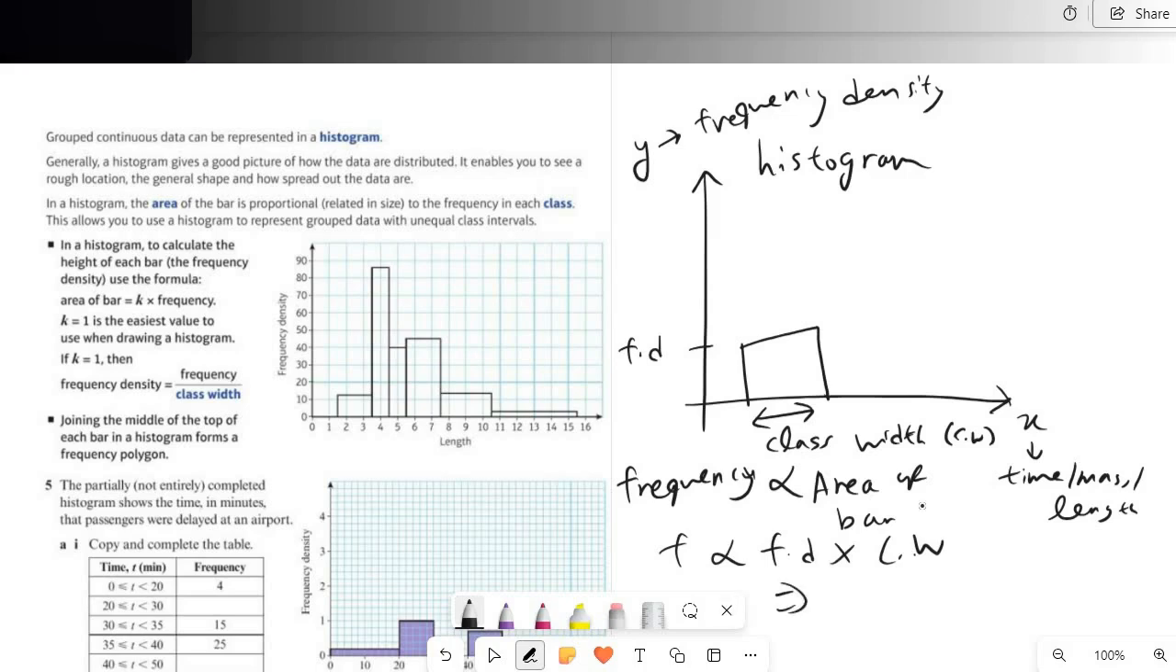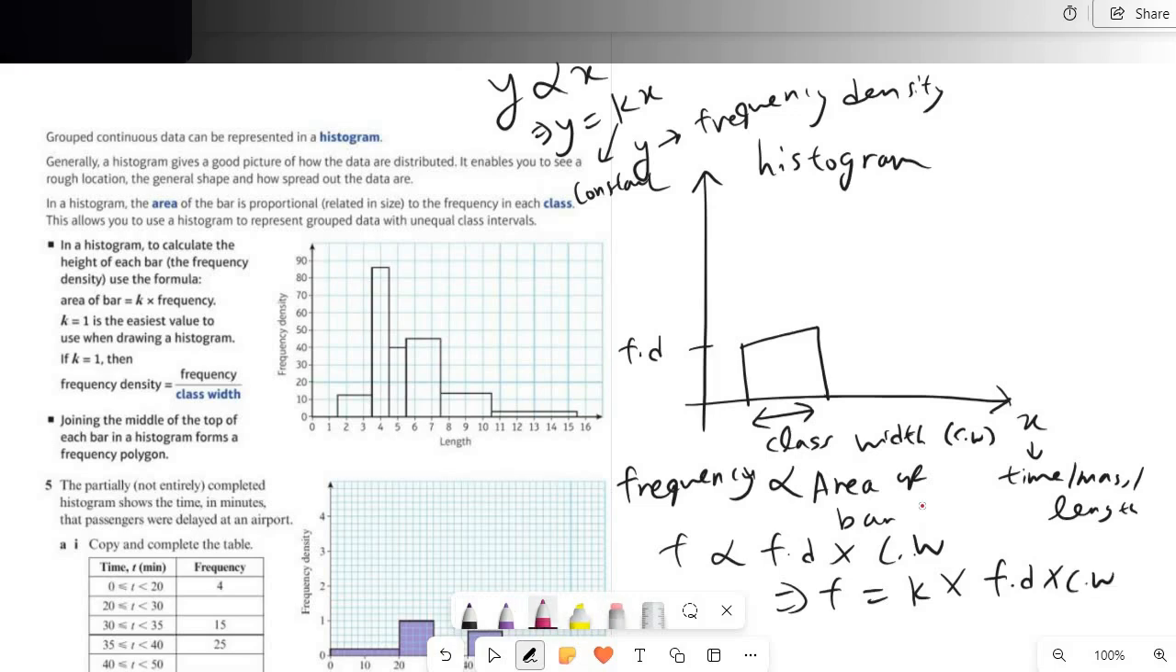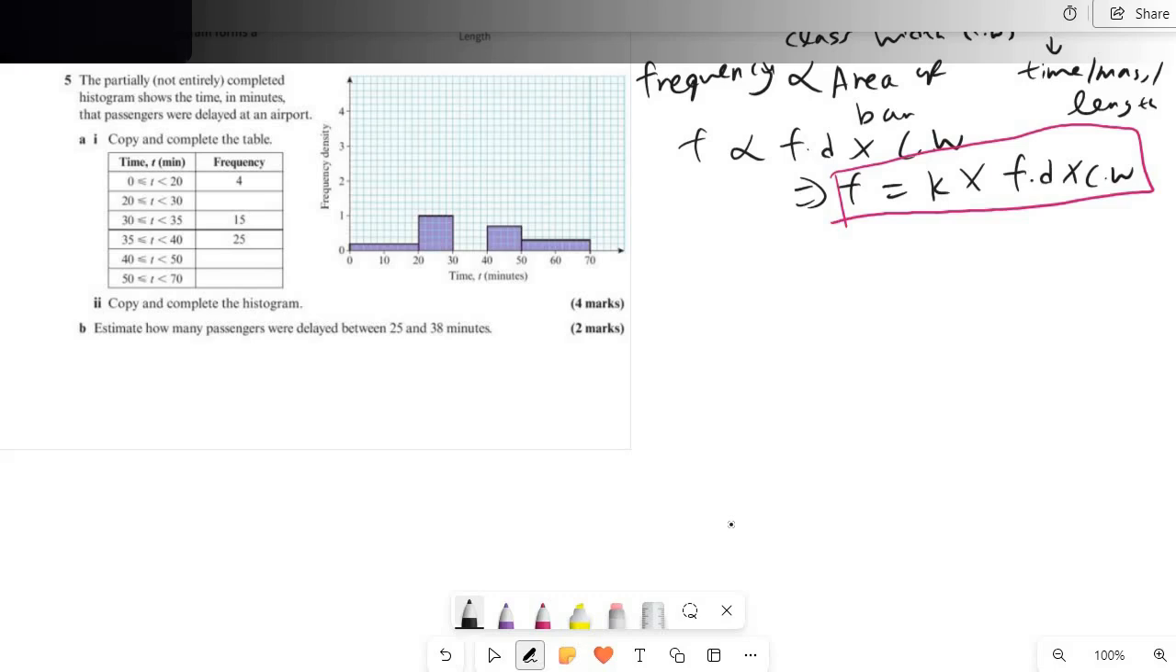And so using the proportionality rules, if y is proportional to x, we can represent this in an equation by saying y equals kx, where k is a constant. So in this case, we can also say that frequency is going to be some constant, which is k, multiplied with frequency density and multiplied with the class width. And this is a very important formula to remember when you're dealing with histograms, may it be for drawing it or solving questions regarding them.